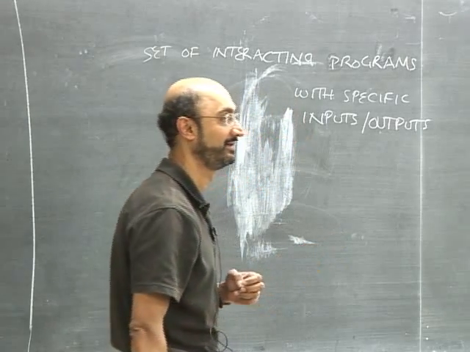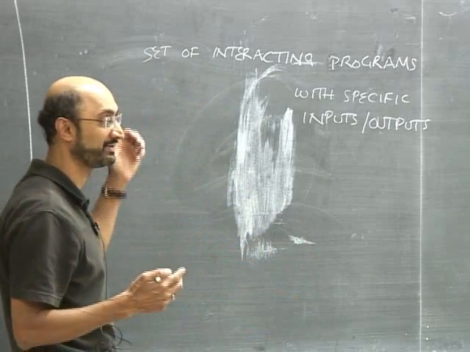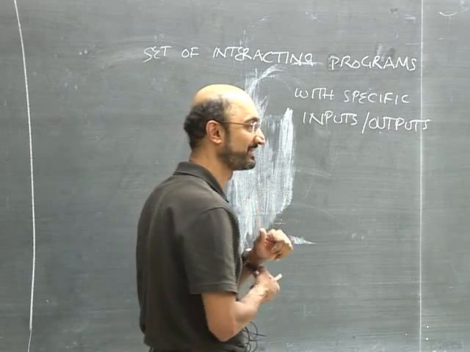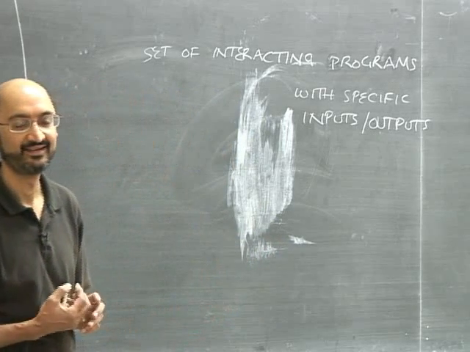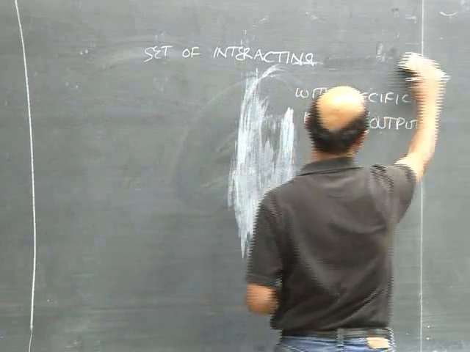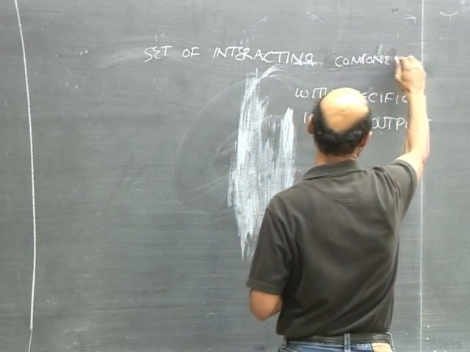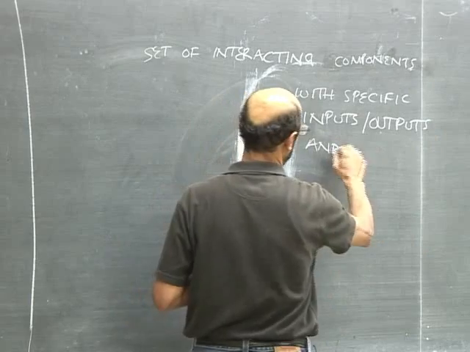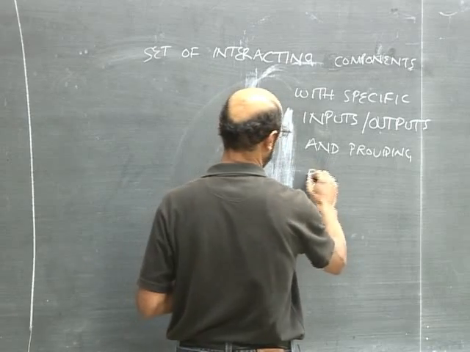Anybody else? That's it? That's all? So a biological system is a set of interacting programs too? A chemical system is interacting programs as well? Clearly not. Yes? A set of components that can interact with each other and provide some kind of functionality. Okay, interacting components with specific input outputs and providing functionality.